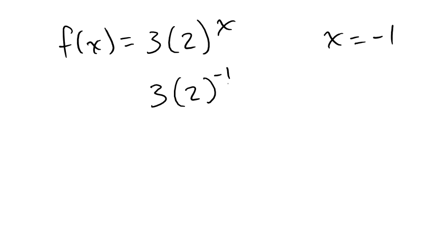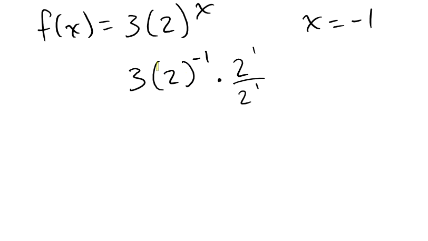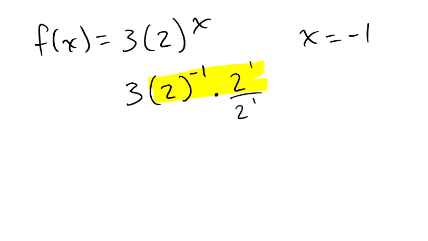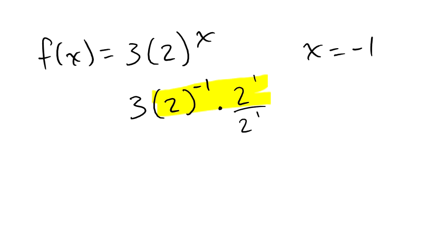In order to deal with this negative exponent, perhaps I might multiply this by 2 to the first over 2 to the first. When I do that, 2 to the negative 1 times 2 to the first is just 2 to the 0 power. So everything I highlighted in yellow is 2 to the 0 power, which equals the number 1.